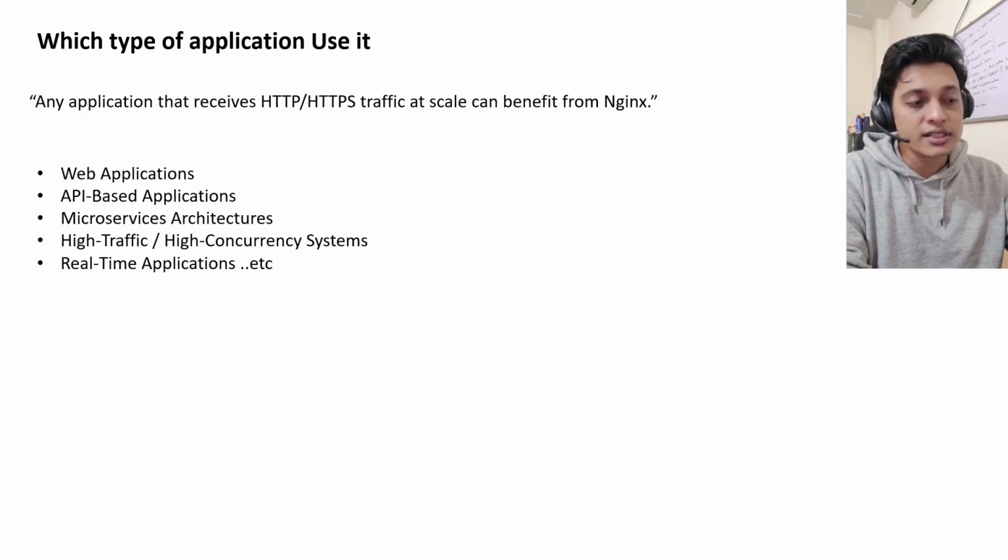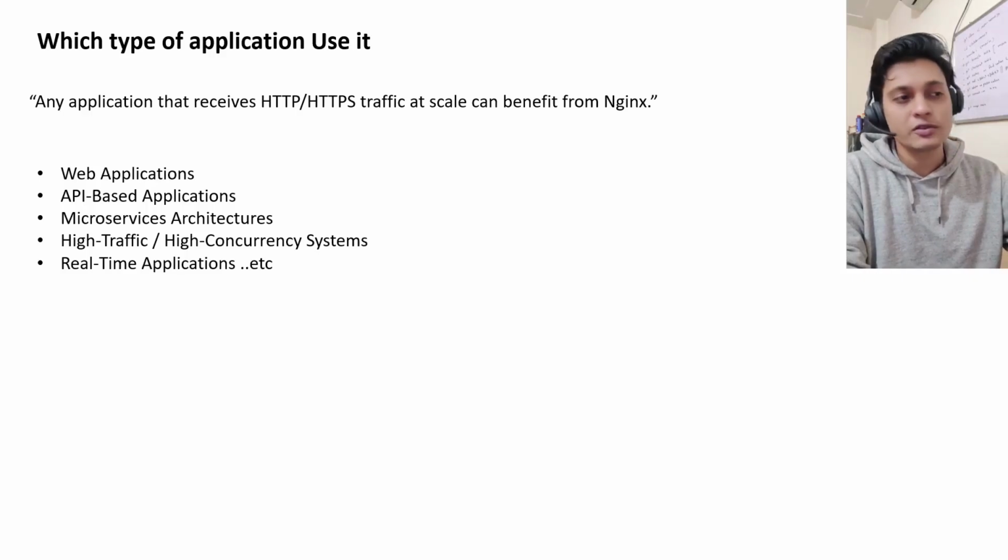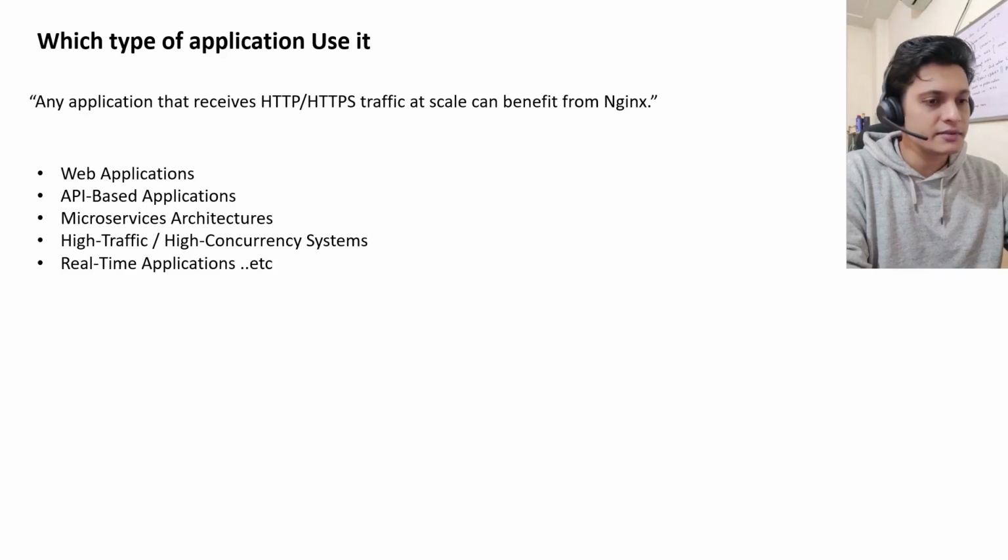The high traffic, high concurrency systems, like all the media platforms such as YouTube and Netflix, also use Nginx for this, because Nginx is so good. They can serve billions of users if you set it up in a correct way. In real time applications, like your stock market application, where you have to provide real time data to the users, Nginx is also used. This Nginx is so good. I guess everyone should know about it if they are software engineers.